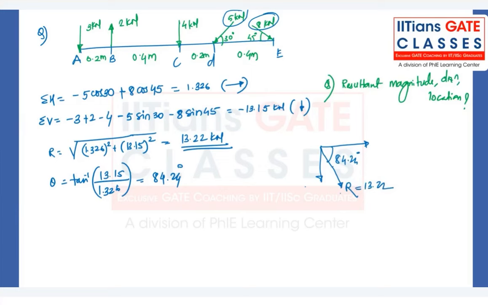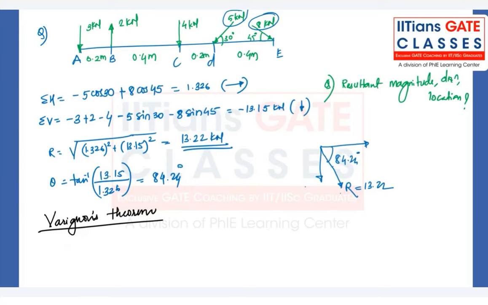So here at this point we should know Varignon's theorem. What is Varignon's theorem? Write down the heading Varignon's theorem. Varignon's theorem states that the moment of the resultant about any point is equal to the sum of the moments of all the forces about the same point. Are you following?